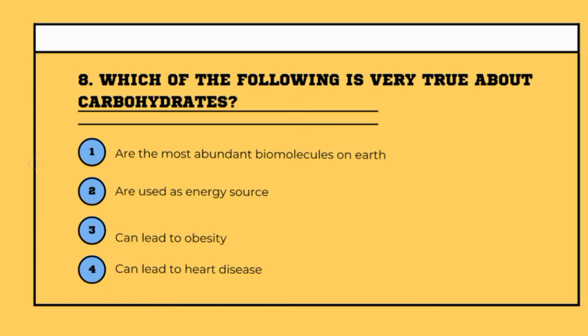Well, if the last 2 are gone, we remain with the first 2. So, which of the following is very true? Well, number 1 there, are the most abundant biomolecules on Earth. We're thinking about cellulose here. But then which one is very true? That should be 2, are used as energy source. So carbohydrates are the body's primary source of energy because our brain relies only on glucose, which is a carbohydrate molecule. So the very true one is actually number 2. That's the answer.